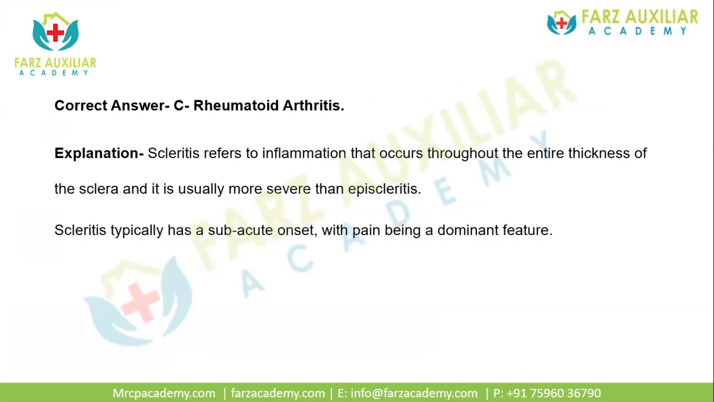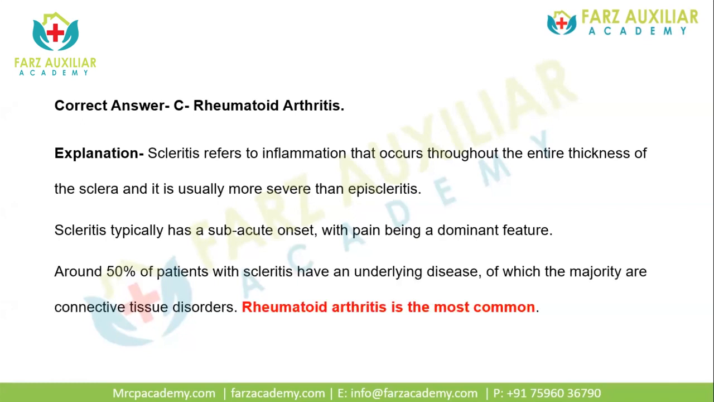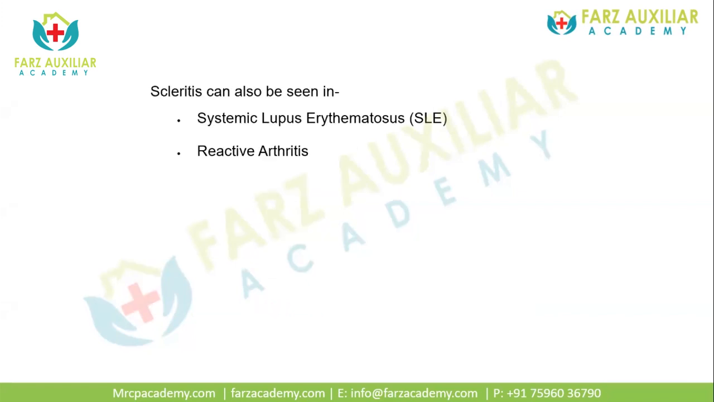So scleritis is more severe than episcleritis, usually has a subacute onset, and pain is a dominant feature, so much so that the patient can actually be woken at night with this deep, boring pain. It's so bad. Around 50% of patients with scleritis have an underlying disease. And of course, rheumatoid arthritis is the most common of the connective tissue disorders.